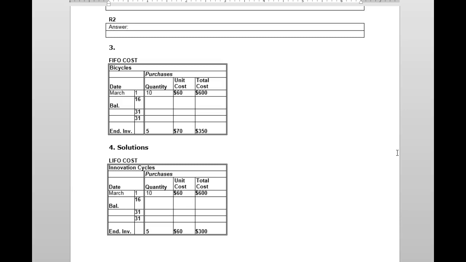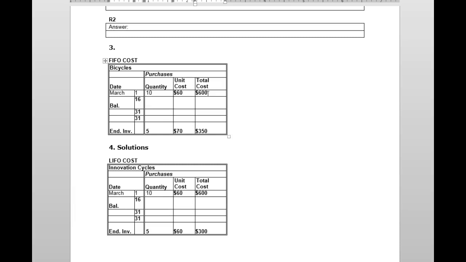So in 3, they talk about Innovative Cycles, and they use the first in, first out method. Innovative Cycles started in March with 10 bicycles at $60 each, right here, with a total cost of $600. Now, that's not what you're going to sell them for. That's what it cost you, and that's what's in inventory.